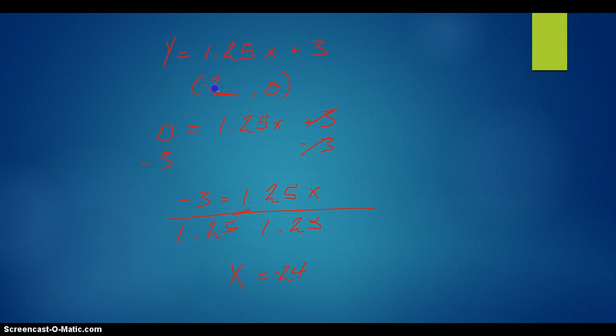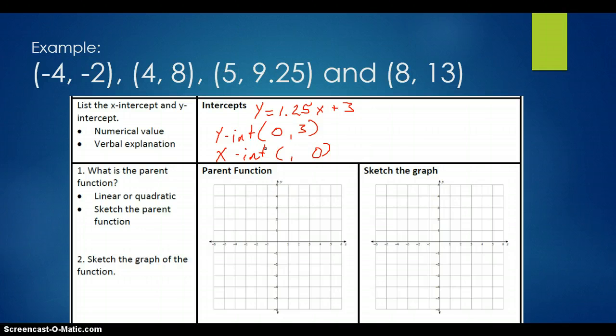So now let's go back to our piece of paper and let's fill this out. Negative 2.4. So there's my x-intercept and my y-intercept. And if you'll notice, it asks for a numerical value and it asks for a verbal explanation. The verbal explanation would be that my linear function crosses the y-intercept at 3 and it crosses the x-intercept at negative 2.4. I don't have enough room to write that, but on the next ones you'll see that it's even more important that we get that down.